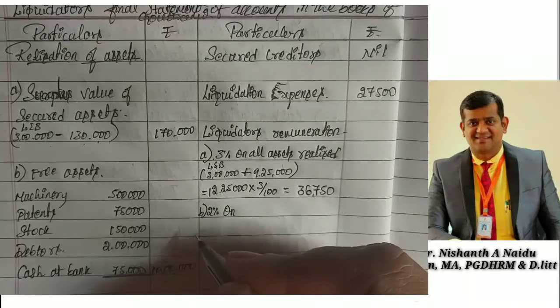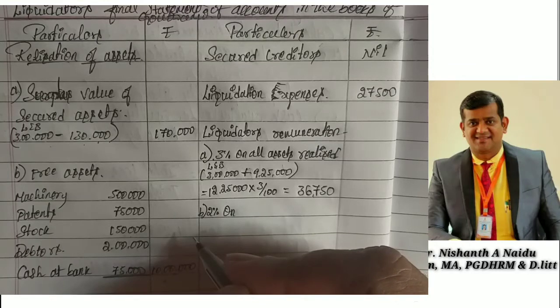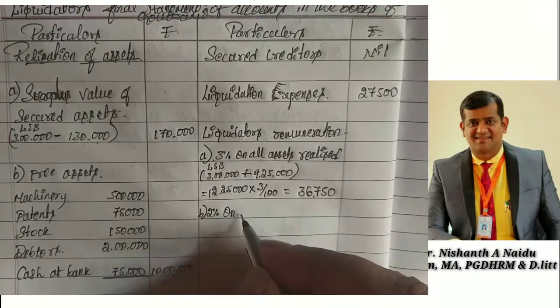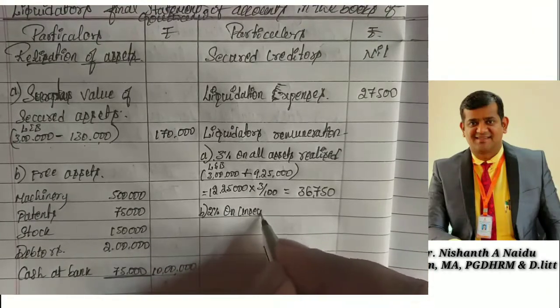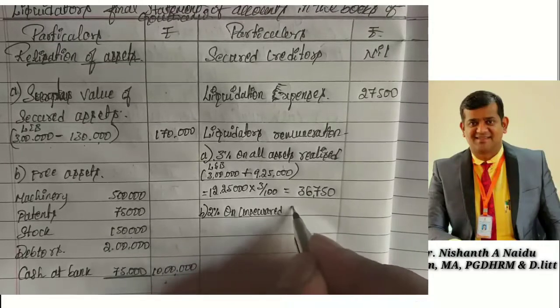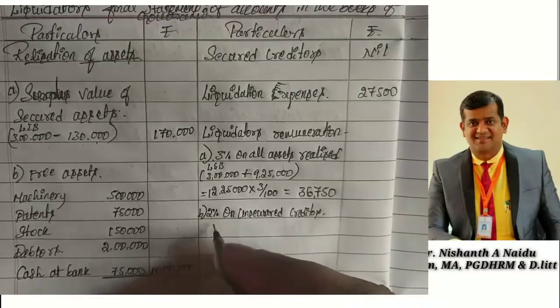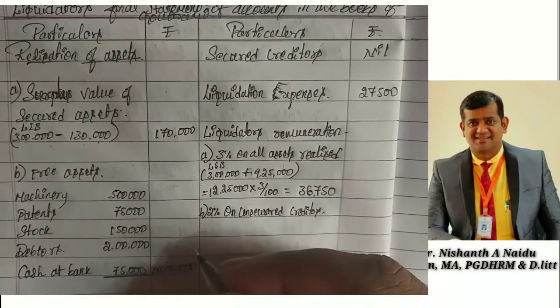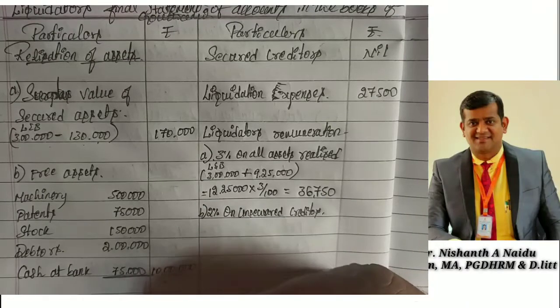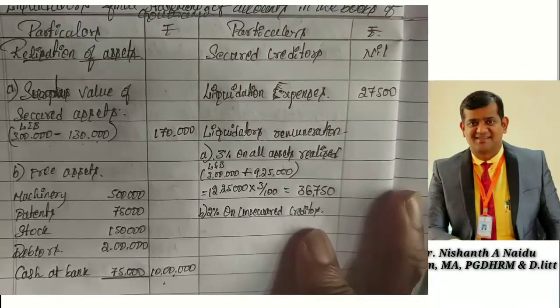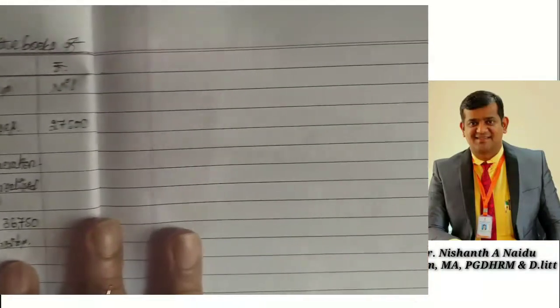Then immediately it says 2% on amounts distributed among unsecured creditors other than preferential creditors. So they said other than preferential creditors, 2% on unsecured creditors. So now how much are the unsecured creditors? In the problem they have not said, so we have to calculate unsecured creditors. So let us move to the working note part.